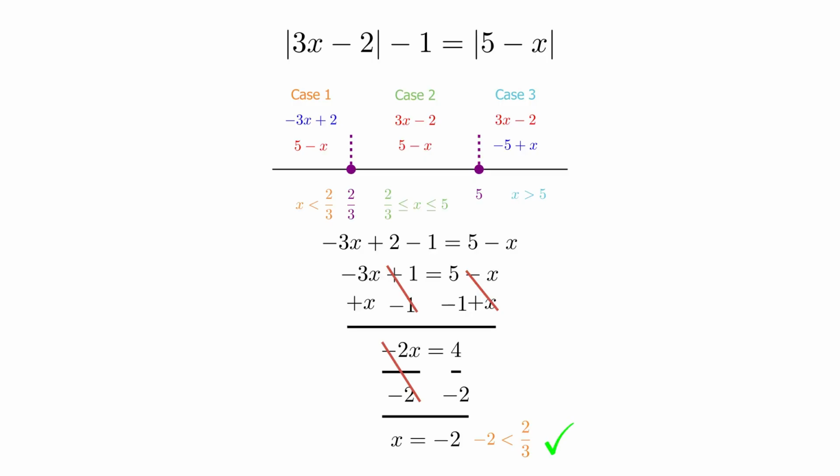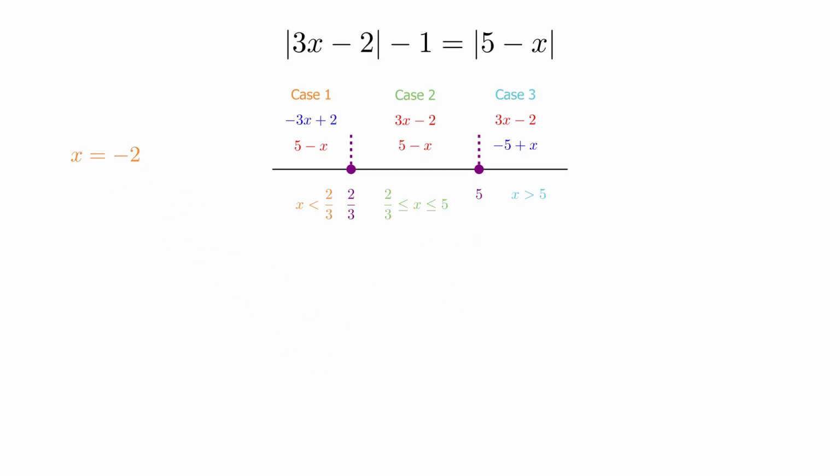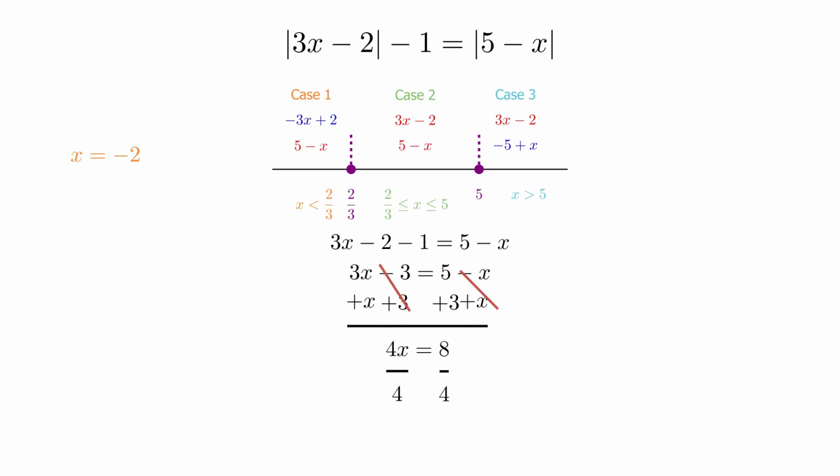That's perfect. So we're going to check our second case, which is to substitute our absolute values with 3x minus 2 and 5 minus x. So when we do that, that'll leave us with 3x minus 2 minus 1 equal to 5 minus x. So we'll combine the negative 2 and negative 1. That'll leave us with 3x minus 3 equal to 5 minus x. And once again, we'll do a flipperoo where we'll add 3 on both sides and add x, and that'll leave us with 4x equal to 8. And then we're going to divide by 4 on both sides, and we'll be left with x equal to 2.